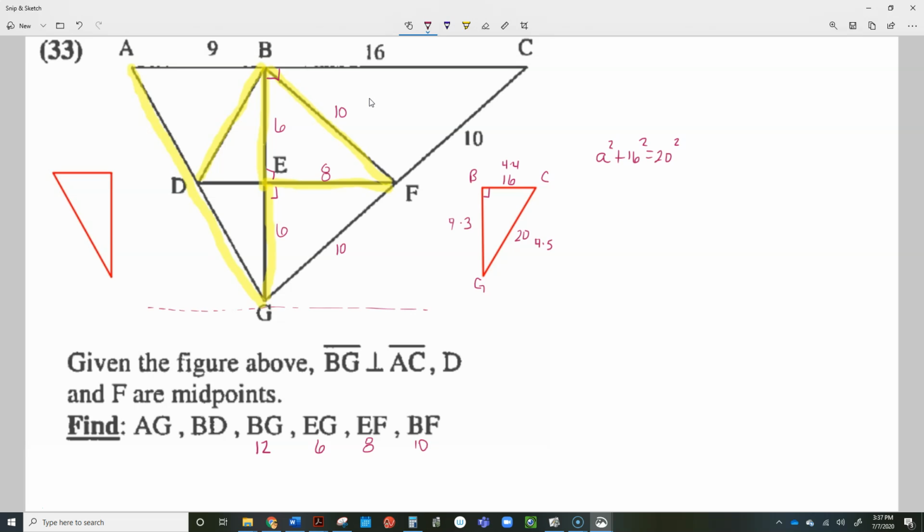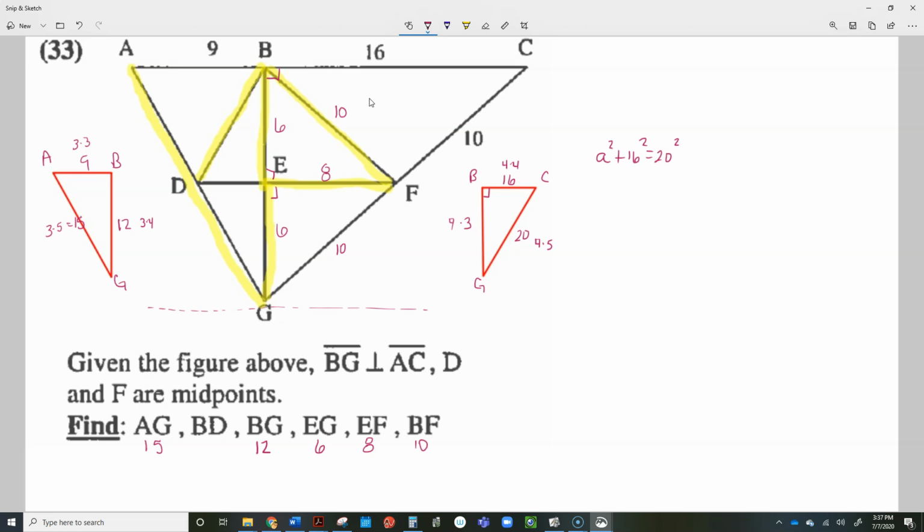And let's see, over here I have this big right triangle, ABG. And this is 9, and this is 12. That looks like it's going to be another Pythagorean triple. This is 3 times 4. This is 3 times 3. So this looks like it's going to be a 3, 4, 5. So this will be 3 times 5. So this side length right here, AG, is going to be 15. And then we still need to find BD.